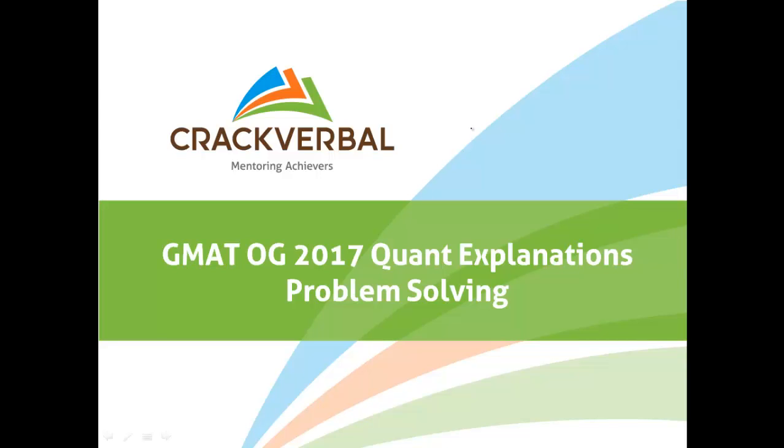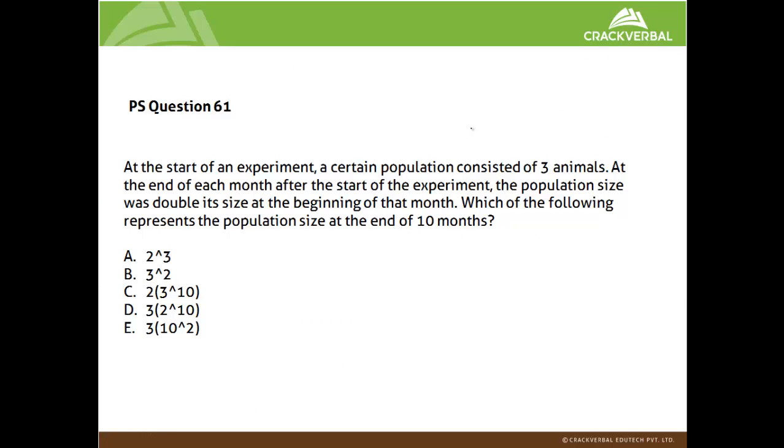Hi, in this video we'll be discussing GMAT Official Guide 2017 edition Quant Problem Solving question number 61. Let's have a look at this question. The question is made up of 3 to 4 lines, so let's try to solve it part by part. Let's see what the first 2 lines of the question have to say.